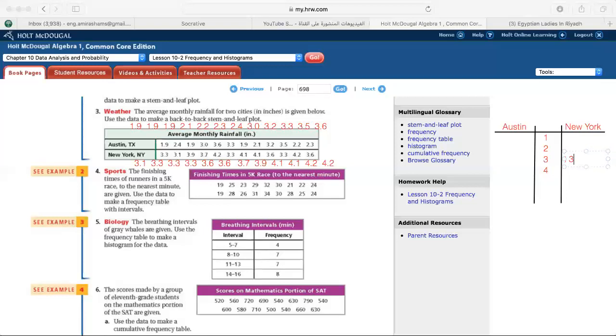The last digit here is 3. The next number, 3.3, the last digit is 3. The next number, 3.3, the last digit is 3. The next number, 3.6, the last number is 6, so I'm going to write 6. The next number, 3.6, so I'm going to write 6. The next number, 3.7, so I'm going to write 7. The next number is 3.9, so I'm going to write 9.